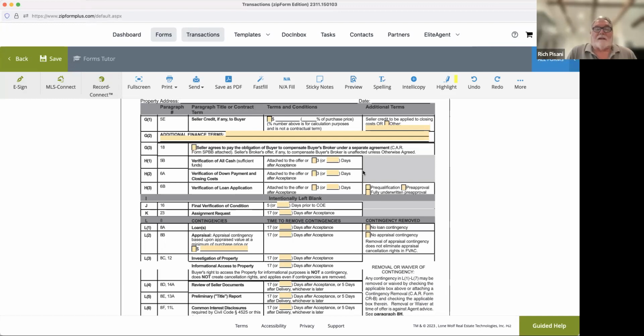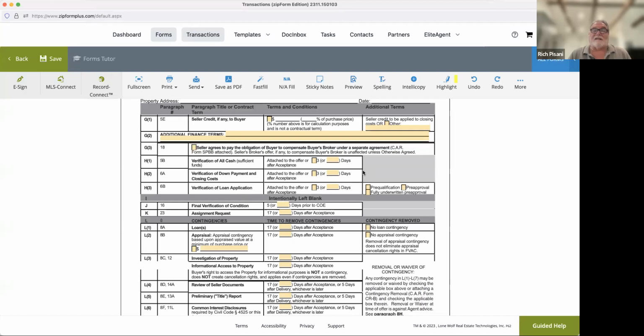So that's that. Final verification of condition, 5 days. The default's the 5 days prior to COE. I stress that it is in your buyer's best interest to make sure that you don't do it on the date of closing, because if something's wrong, it's too late to do anything about it. So do it on that 5th day prior to close of escrow, if at all possible.